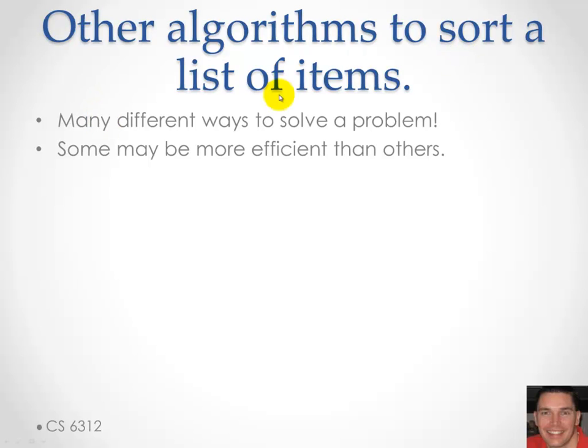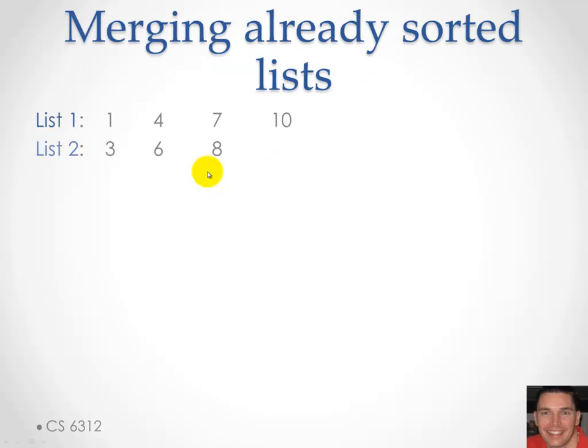There are other algorithms to sort a list of items. Just remember, there are always many, many different ways to solve a problem, and some may be a little bit more efficient than others. So we're going to look at another example here. Let's say that we already have two sorted lists. Here's list 1 and here's list 2. How would we go about merging already sorted lists?